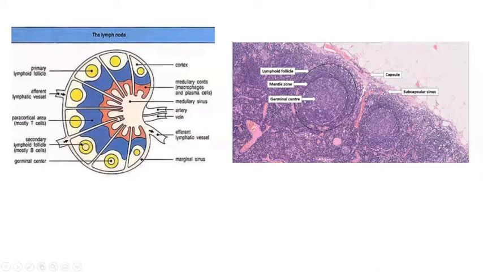The parenchyma of the lymph node is divided into two parts, the cortex, this is the outer cortex, and the inner medulla. The cortex is further divided into outer cortex and paracortical zone. In the outer cortex, you can see these lymphoid aggregates, known as lymphoid follicles, and they comprise predominantly B cells. This is one of the lymphoid follicles.